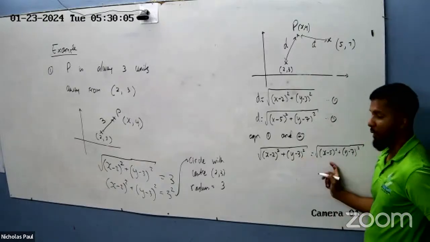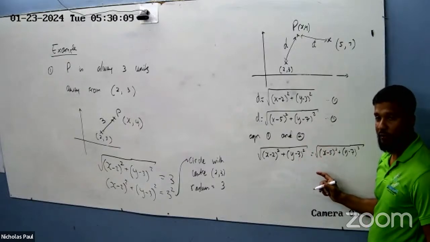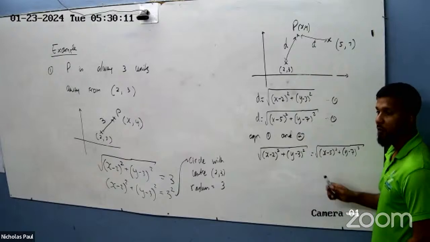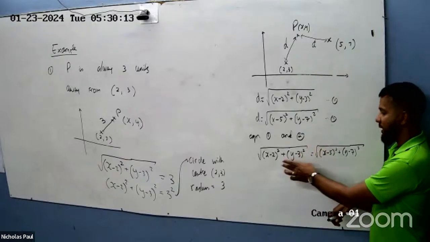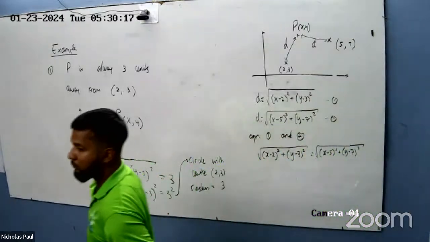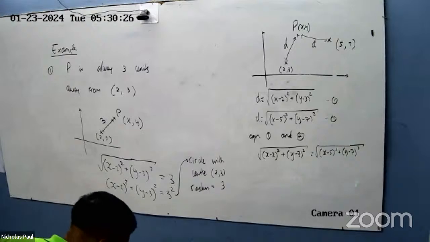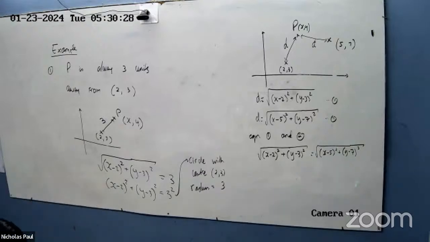Right? So you're going to square both sides. When you square both sides, you get rid of the square root, and then you have to square everything out. Square it out, tell me what you get. Anybody get something online? Let's see what equation you get.